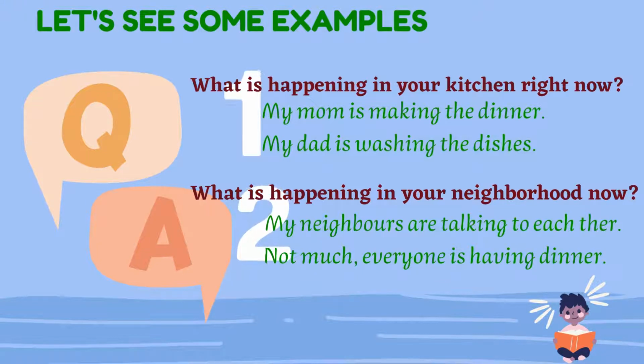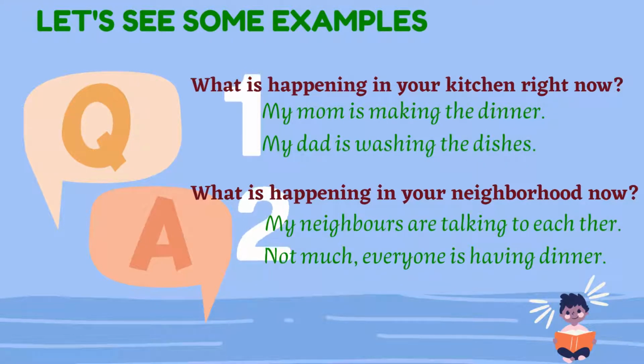Let's check some examples of possible questions that you may find on your exam. What is happening in your kitchen right now? My mom is making dinner. My dad is washing the dishes. For these types of questions that include right now, you must make sure that you use present continuous. What is happening in your neighborhood right now? My neighbors are talking to each other. Or not very much. Everyone is having dinner.